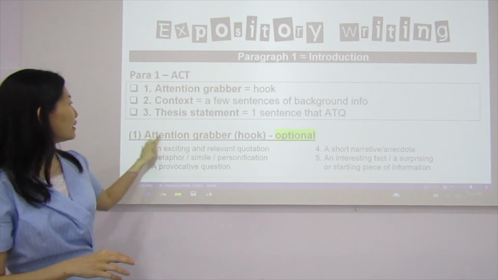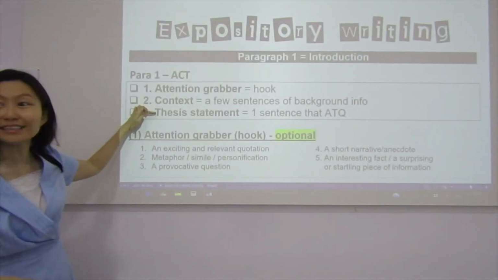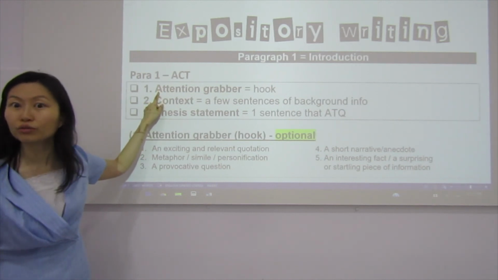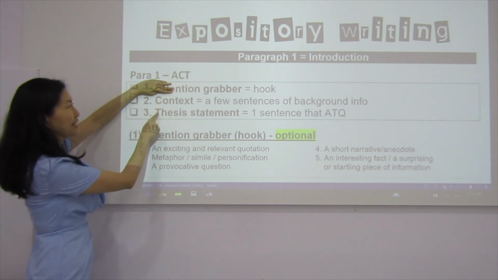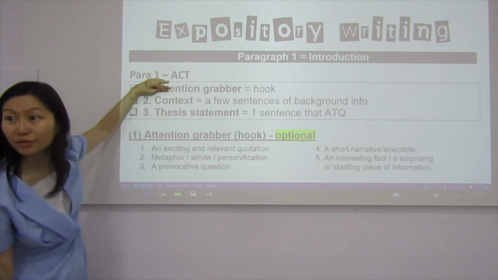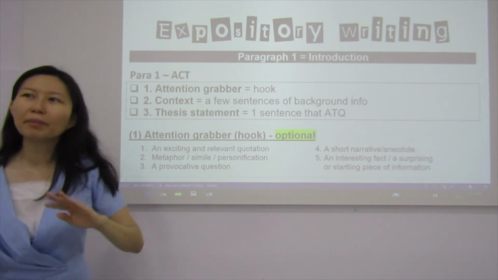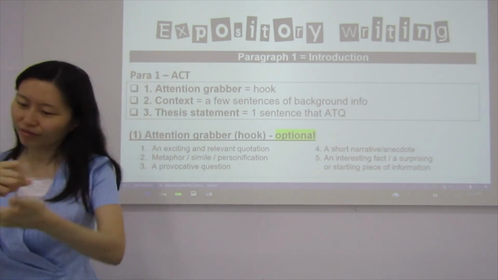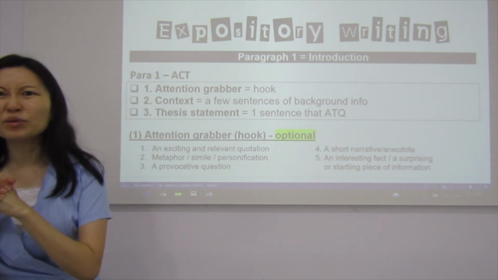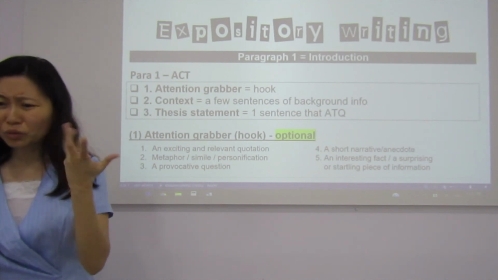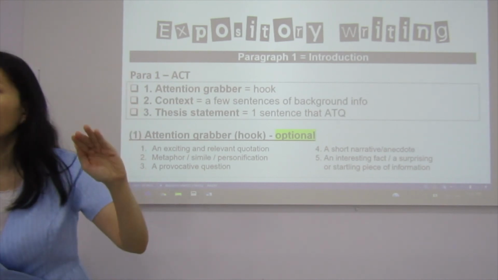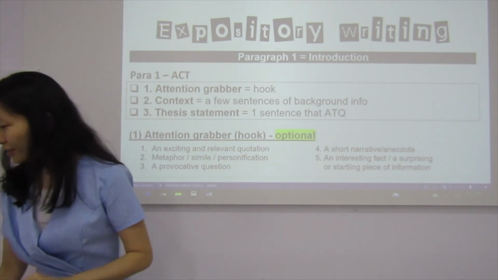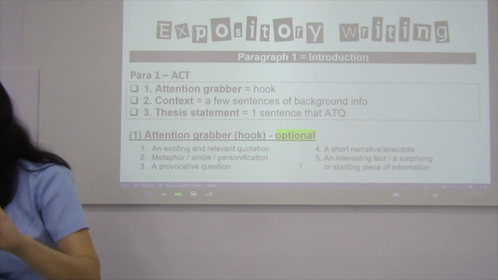That means for the attention grabber, like we said, you need ACT, correct? But A is actually optional. That means you can choose not to write A, but you must write C and T. These 2 are compulsory, but A is not compulsory. Understand? If on the spot you can think of something interesting, write it. But on that day, if you realize you have no time and don't know what to write for A, okay, we can skip. So basically, optional means you can skip. Understand? Good. So let's take a look at the 5 different ways to start it though.